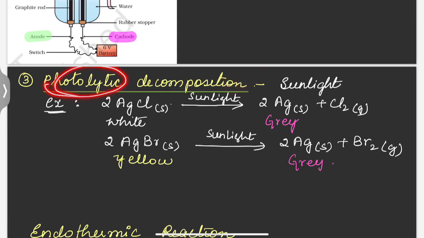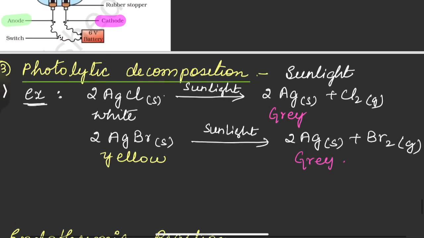Next is photolytic decomposition, where sunlight is used to decompose the reactant into product. You can see here some examples if you want to study. Silver chloride, Ag is nothing but silver. If silver chloride is exposed to sunlight for some time, it will decompose or break into silver, and chlorine gas is liberated. This silver is gray in color. Initially it is a white color solid, it will turn into gray color. Why? Because silver is formed and chlorine gas is liberated.